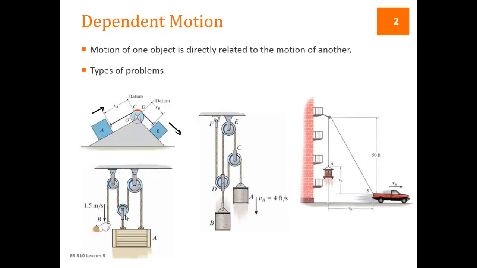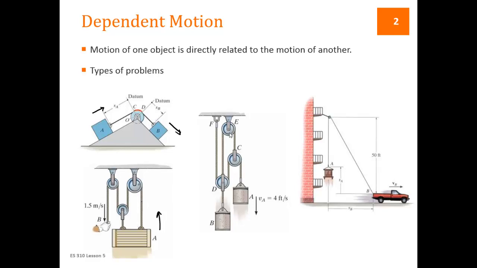This one has three pulleys in one block, but the one block is attached in two different places to the pulleys. So if I pull down at B, block A is going to go up, but not necessarily at the 1.5 meters per second that's shown.